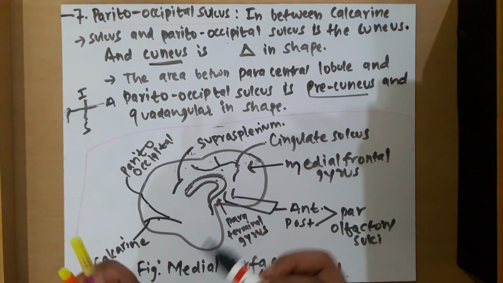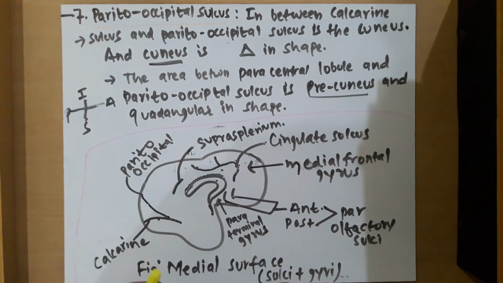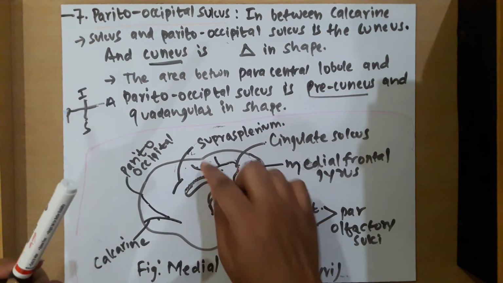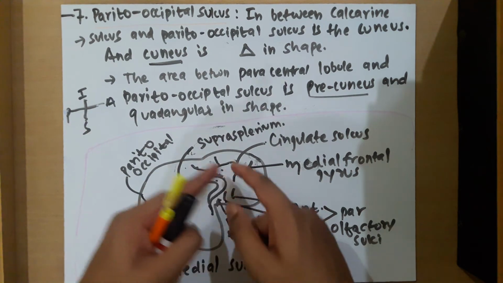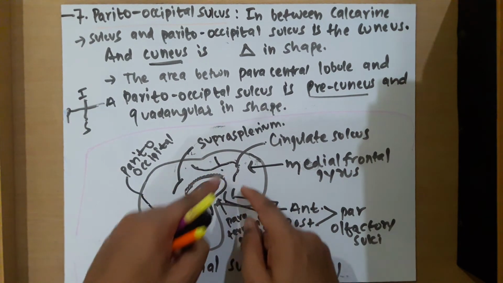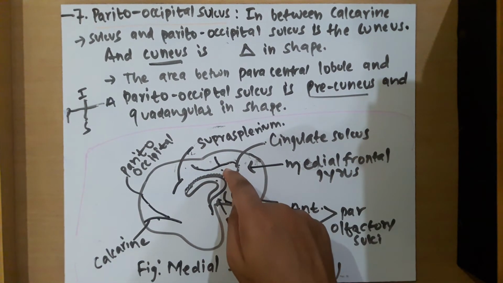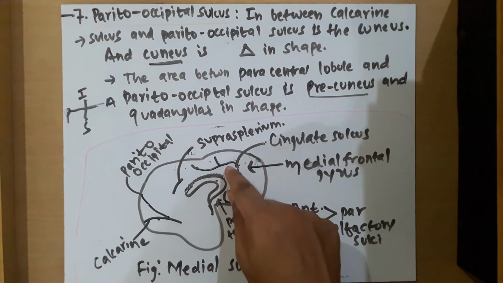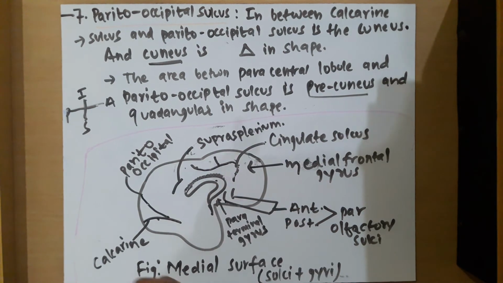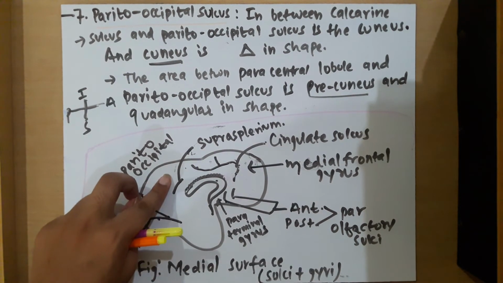And this one is the paracentral lobule. So I am not mentioning it over here. The area above the cingulate sulcus is divided into two parts, medial frontal gyrus and the paracentral lobule, and below the cingulate sulcus is the cingulate gyrus. This part is the cingulate gyrus. Okay, and this is the callosal sulcus, separating the cingulate gyrus and the corpus callosum. And this is the supraspleneum sulcus.